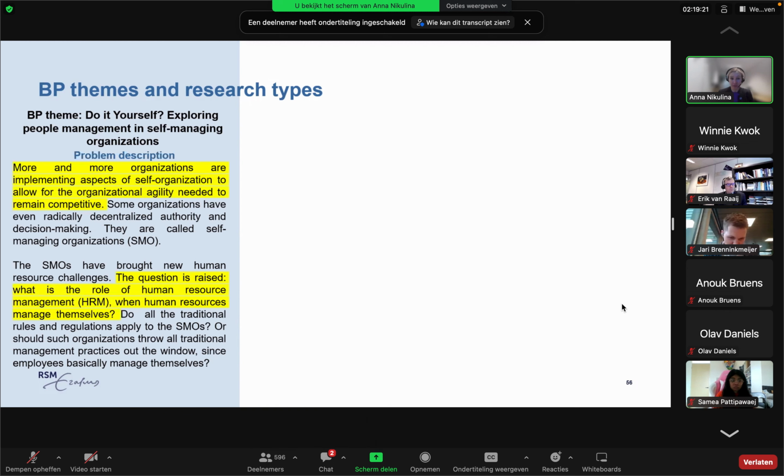So one of the themes that was given to the students was about implementing aspects of self-organization in different companies. Basically it means that you do not impose decision-making structures on employees. Employees really do their own decision-making; authority is decentralized. And then the question that students were supposed to study: how does human resource management work in such organizations? Can you apply traditional processes to such organizations, or are they really not relevant anymore because employees basically manage how they work themselves, also including remuneration or development and things like that?